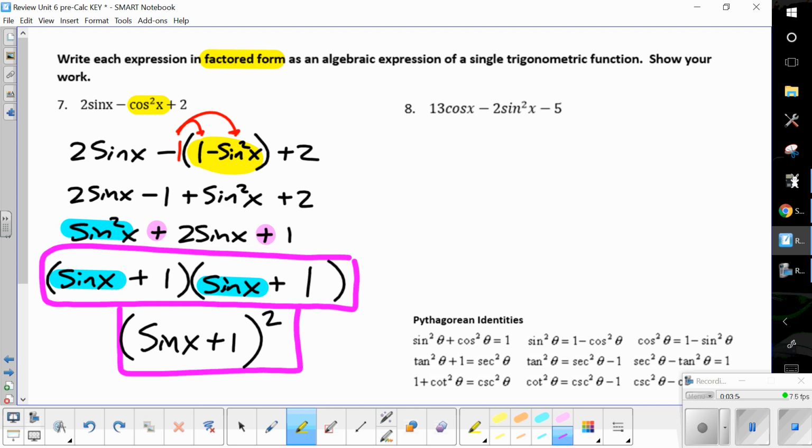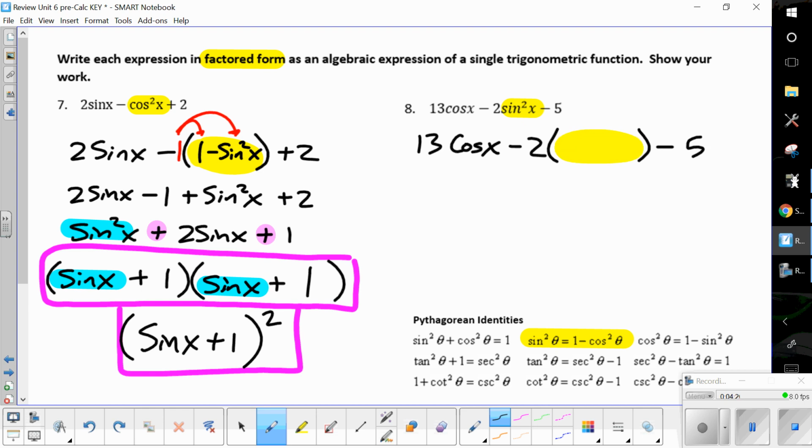Okay, this particular problem, same concept. I'm going to go ahead and change sine squared this time. I notice sine squared here is equivalent to 1 minus cosine squared. So I've got 13 cosine of x. Again, where most people will mess up is they will not incorporate the parentheses. Because remember, negative 2 is being multiplied by everything that sine squared of x is changed into, which happens to be 1 minus cosine squared of x.